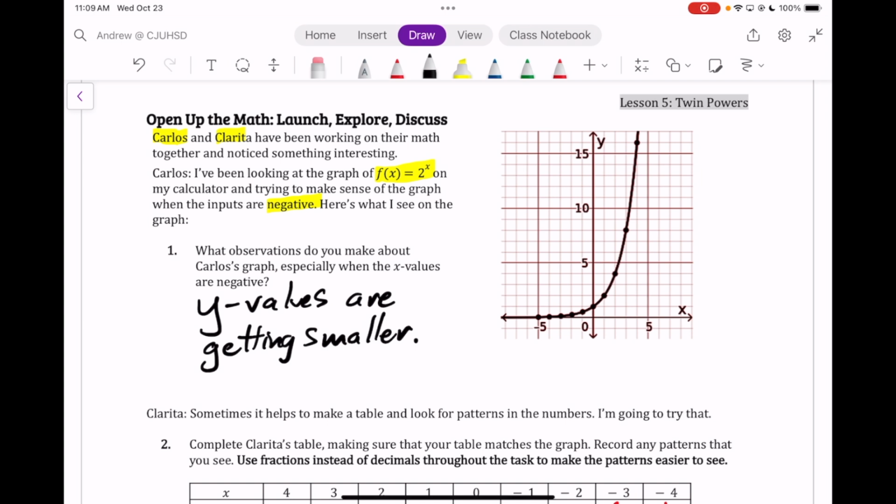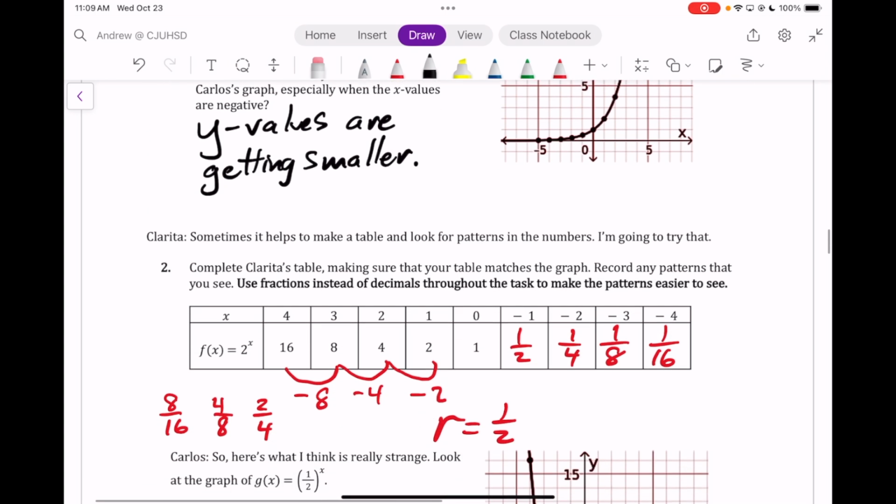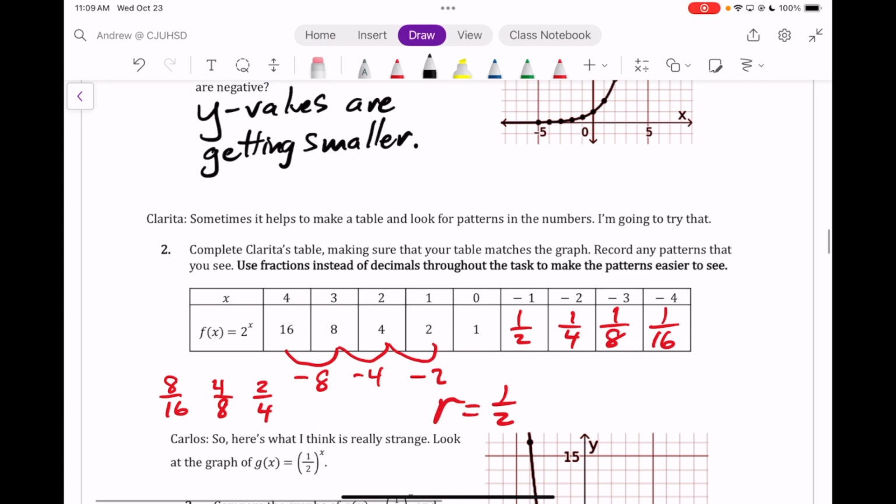Now, Clarita says sometimes it helps to make a table and look for patterns. I'm going to try that. So here's the table and here's the pattern. You can find the pattern. It is geometric by taking a number and dividing by the one that came before. So 8 divided by 16, 4 divided by 8, 2 divided by 4, they all equal 1/2. So as we go to the right, we can fill in the missing boxes by just multiplying by 1/2 as we go.